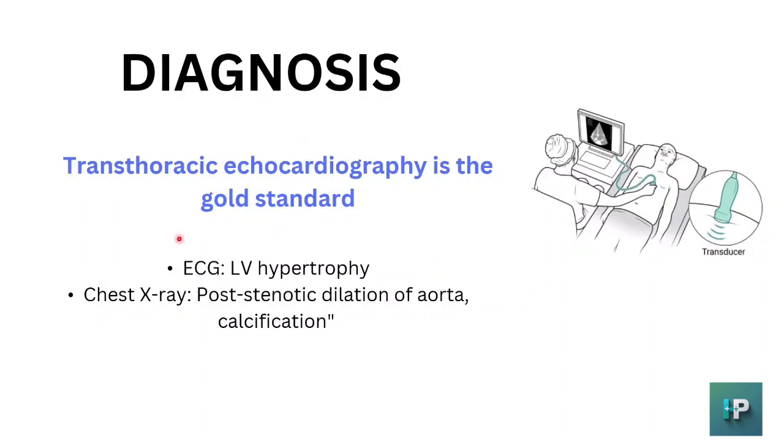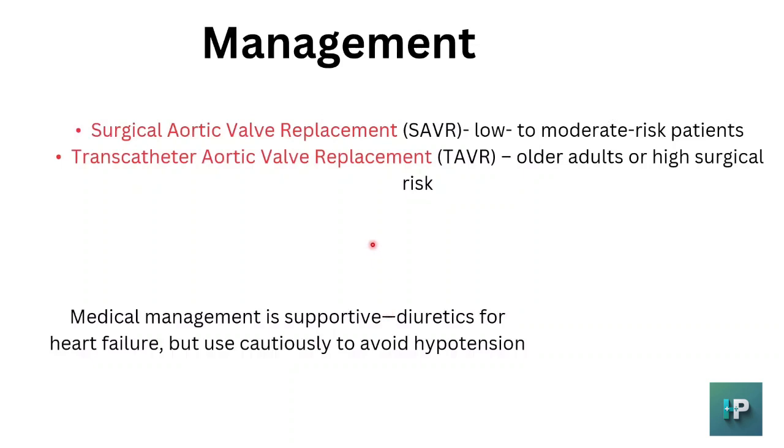And then others such as ECG. ECG may show left ventricular hypertrophy as there is concentric hypertrophy of the left ventricle. And chest X-ray. The chest X-ray may show the dilation of the aorta in the post-stenotic area. And there may be calcification. The calcification in the etiology may be seen. And then the management. The management is by surgical option, as the medical management is only optional and supportive. And the surgical management is by open and catheter based management.